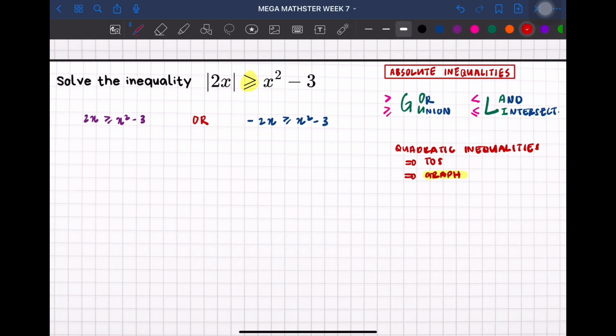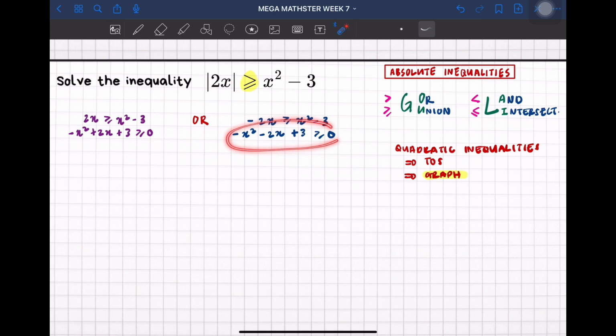Now we're going to rearrange the equation. So we have negative x squared plus 2x plus 3 greater or equal to 0. For this one, we have negative x squared minus 2x plus 3 greater or equal to 0. For both of these, we have negative as the coefficient of x squared, so you cannot directly put it into the calculator to factorize. Instead, you have to make sure that at the front it is positive. So for both sides, you're going to multiply with negative 1.